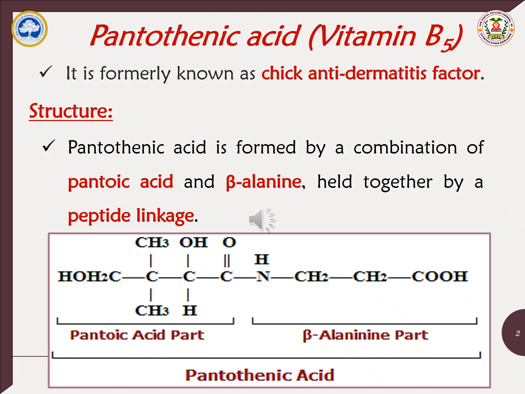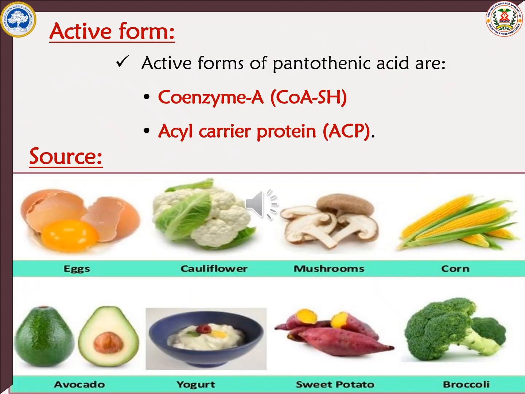Pantothenic acid, vitamin B5, is otherwise called the chick antidermatitis factor. Here is the structure of pantothenic acid, where it has a pantoic acid chain attached to the beta alanine via peptide linkage. Pantoic acid is nothing but an alpha hydroxy acid. The active forms of pantothenic acid are coenzyme A and acyl carrier protein.